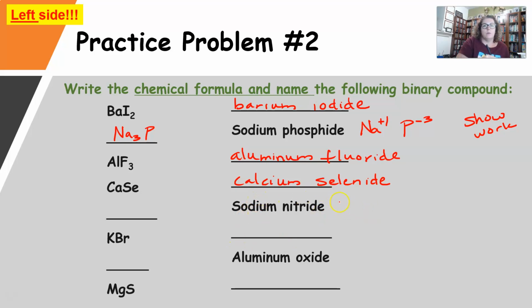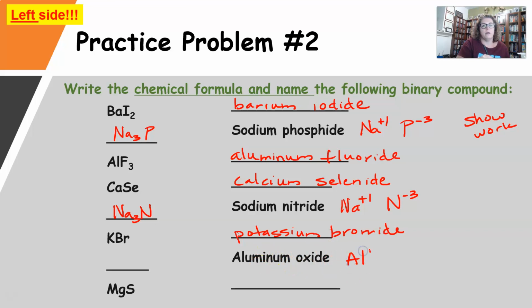Sodium nitride, we already know sodium +1. Now nitrogen's in the same group as phosphorus, can gain 3. Okay, same thing as the second one, crisscross. So I'm going to get my sodium 3 and then 1 nitrogen. The next one, K is potassium. And then Br came from bromine, but it gains, so now becomes bromide.